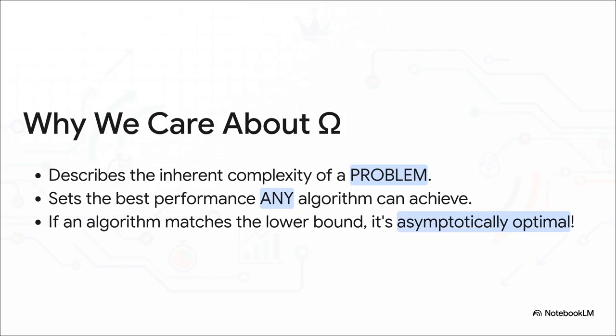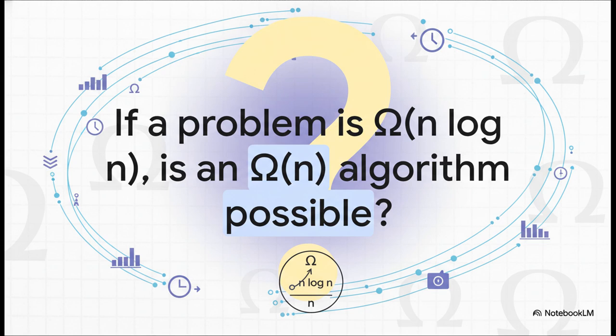How cool is that? So, I'll leave you with one final thought to chew on. If we know for a fact that the problem of sorting has a performance floor of omega n log n, what should be going through your head when someone comes to you with a shiny new sorting algorithm and claims its performance is omega of n? What does that really tell you? Is it even possible? Something to think about.